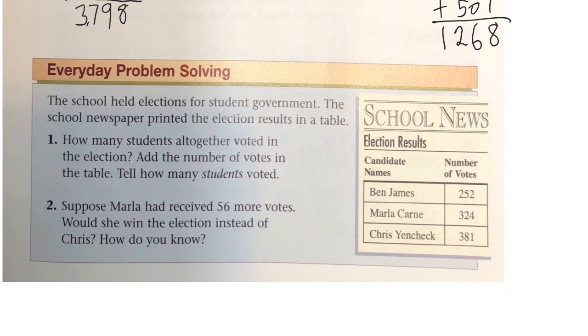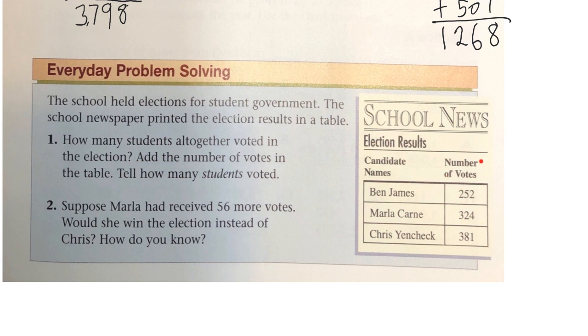What does this look like for an everyday problem? The school held elections for student government. The school newspaper printed the election results in a table. Number 1, how many students altogether voted in the election? Add the number of votes in the table. Tell how many students voted. So we need to find out how many students voted.